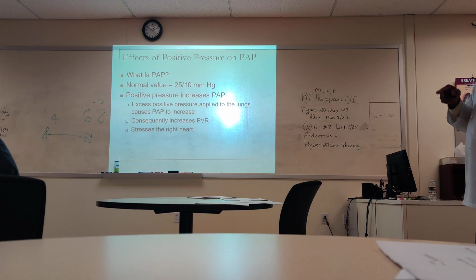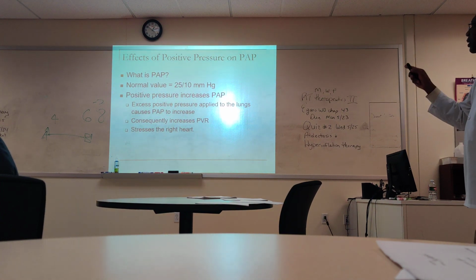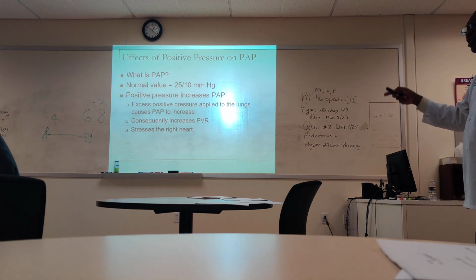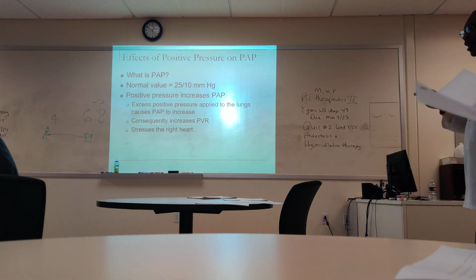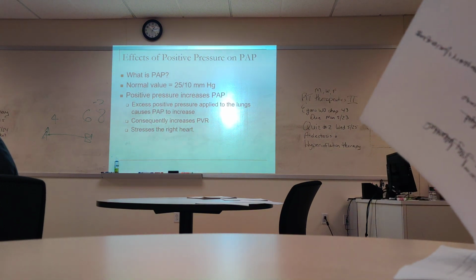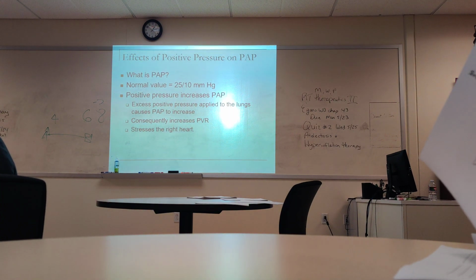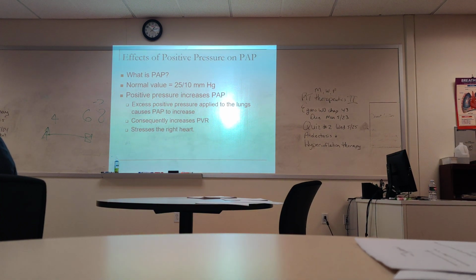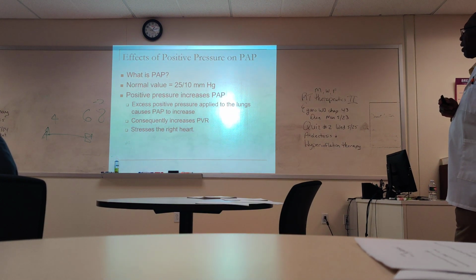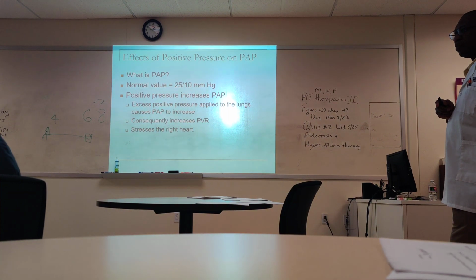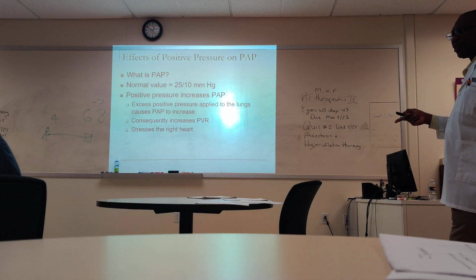A patient has pulmonary edema. That pressure will go up. A patient has pulmonary congestion. That pressure goes up. A patient has pulmonary obstruction, anything pulmonary, okay? It will be reflected in that pressure. Now, the normal value for that is 25/10. Okay, it is the blood pressure of the right heart.